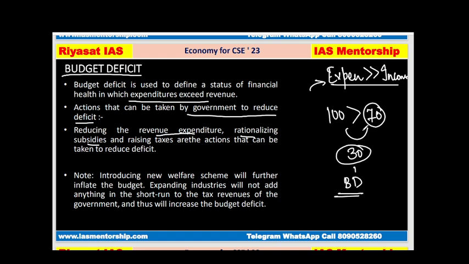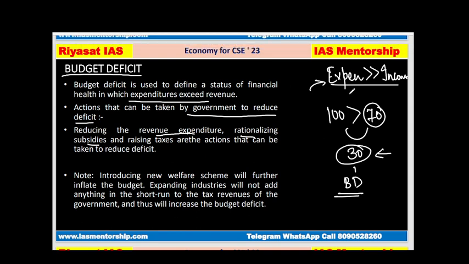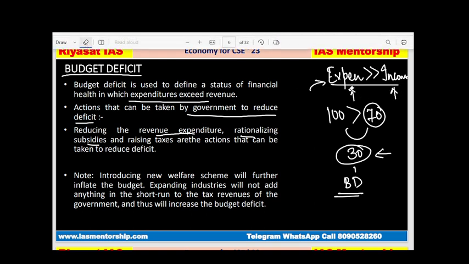On the other hand, you need more money to bridge your income. I am telling you again, if your expenditure is greater than income, two things you can do here. Either reduce the expenditure or increase your income, right? How can you bridge the gap? Either you reduce your expenditure or you increase your income.